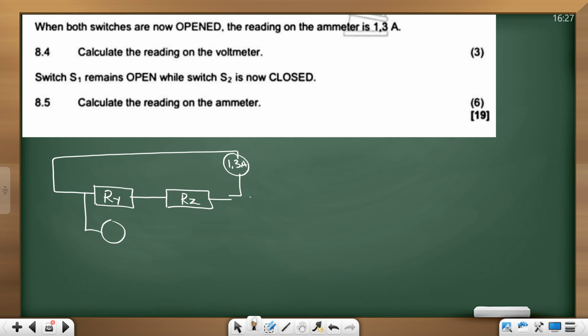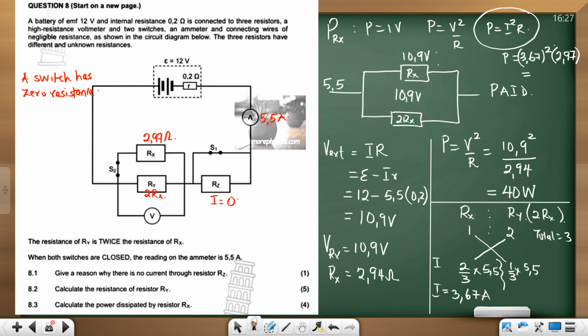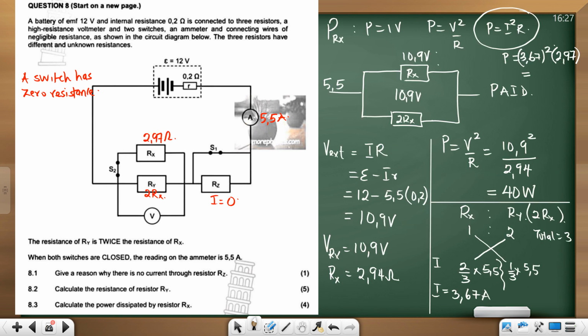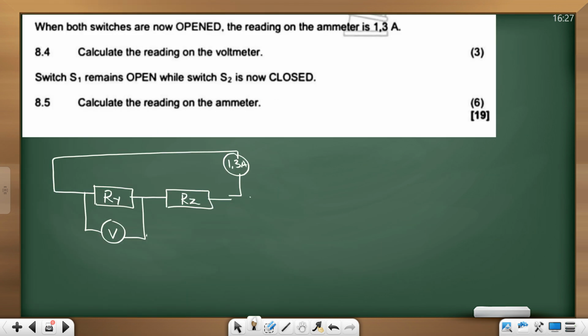We want this. What are we going to do? By the way, once we have the value of Ry, it's not going to change. What's our Ry? What was Ry again? 5.85. Beautiful. Don't forget, EMF is what? 12 volts. And R is?